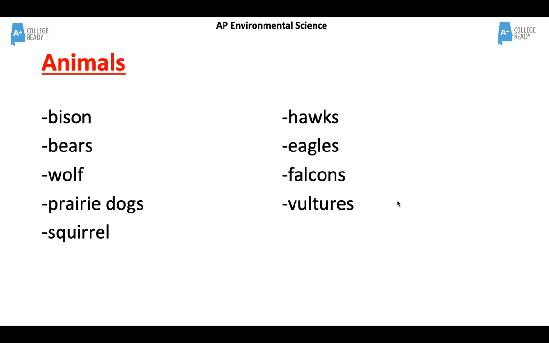The animals that you're going to find in these areas can vary depending on what grassland you're looking at. If you're looking at a grassland in the U.S., you're going to find very different animals than if you're looking at a grassland in Africa or a different country. So some examples potentially could be bison, bears, wolves, prairie dogs, things of that nature. Squirrel.